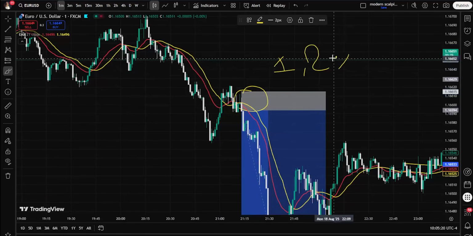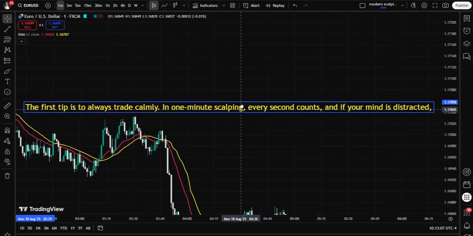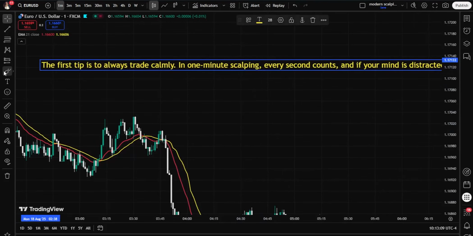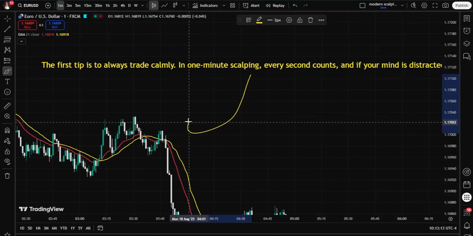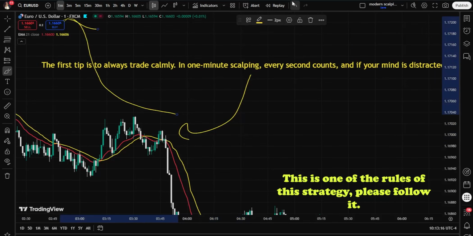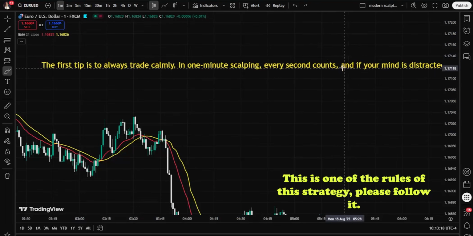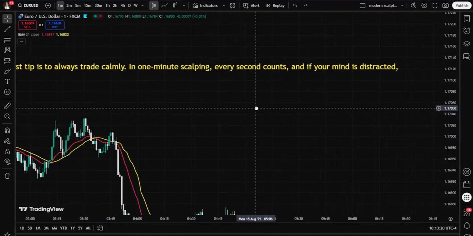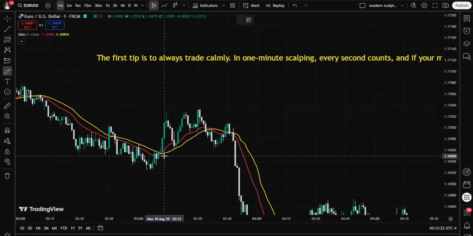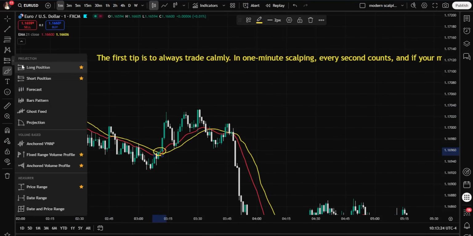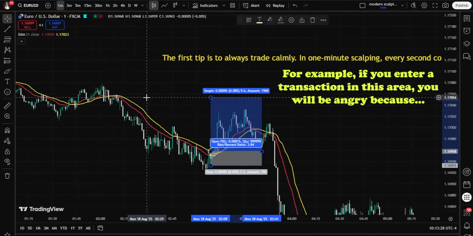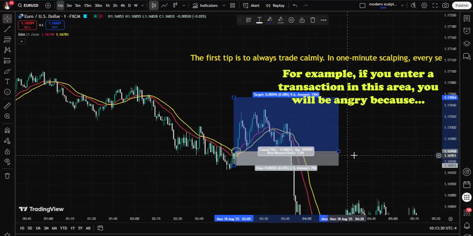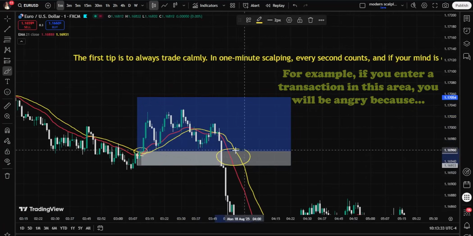The first tip is to always trade calmly. In 1-minute scalping, every second counts, and if your mind is distracted, you will quickly make the wrong decision. Many times, traders get nervous after 2 losses in a row and enter the so-called revenge on the market mode. This is one of the most dangerous traps. So whenever you feel that you have lost your focus, even if the market is full of opportunities, it is better to step aside and come back tomorrow.